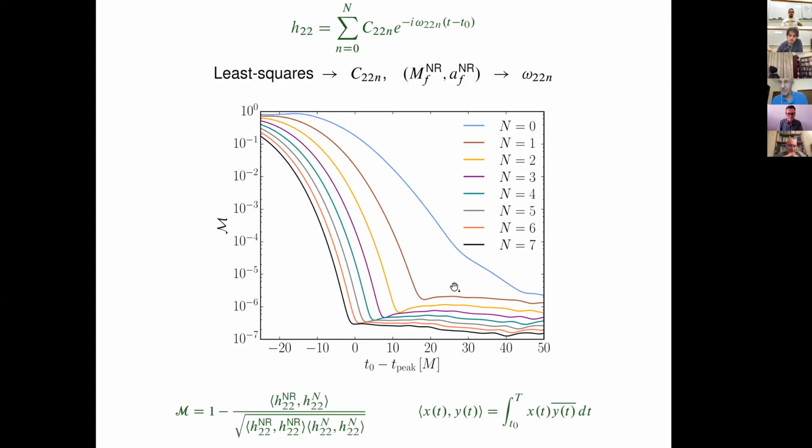All right, so let me try to convince you that you can go all the way to the peak. Remember, it's a linear superposition of quasi-normal modes. Okay, so let's focus on the 2-2 mode, which is the dominant one. So you just do a least squares fit. Let me see if I can hide this.